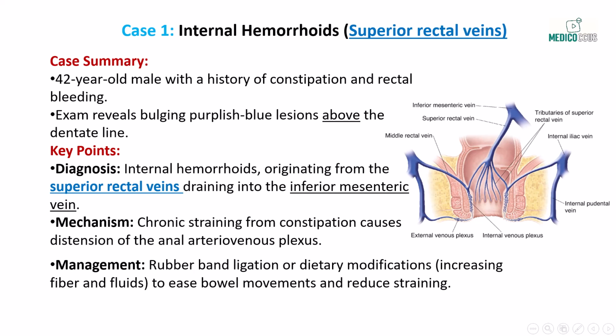The treatment for internal hemorrhoids often involves rubber band ligation, which cuts off the blood supply to the hemorrhoid, causing it to shrink and eventually fall off. The patient may also benefit from dietary modifications, such as increasing fiber and fluid intake to ease bowel movements and reduce the need for straining. In summary, internal hemorrhoids arise from the superior rectal veins, which drain into the inferior mesenteric vein. Chronic constipation and straining exacerbate the condition, and treatment may involve rubber band ligation or other minimally invasive procedures.